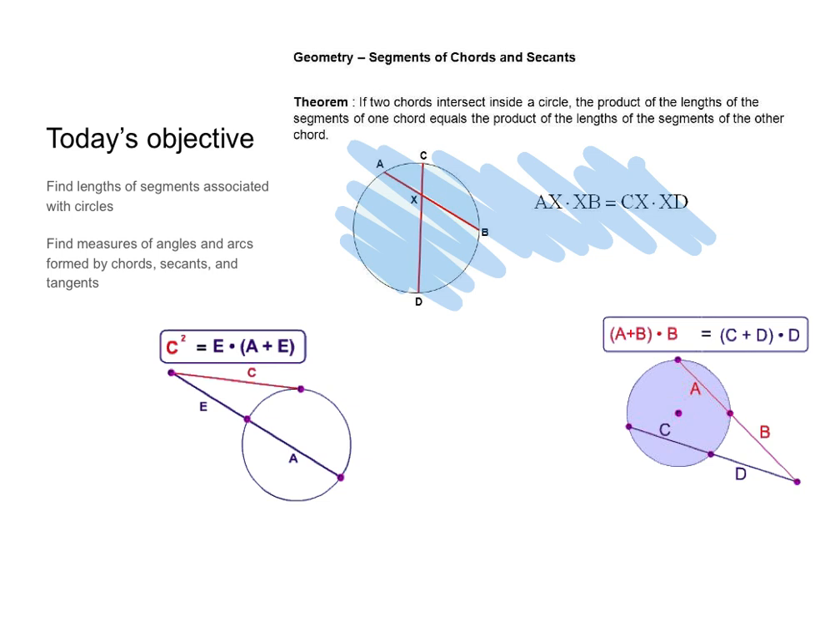Our first few questions resemble the chords intersecting inside a circle. As the theorem states, if two chords intersect inside a circle, the product of the lengths of the segments of one chord equals the product of the length of segments of the other chord. Let's demonstrate that with a few examples.